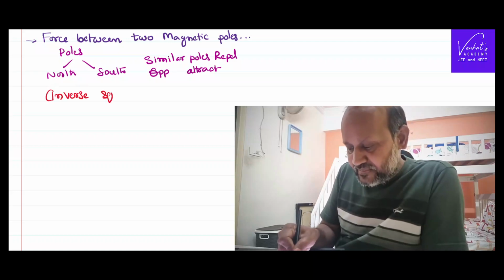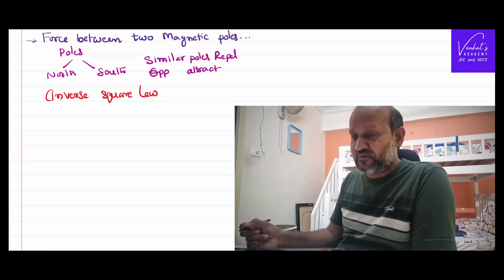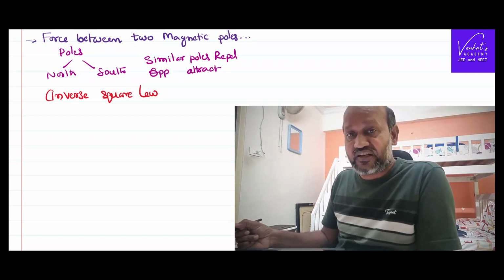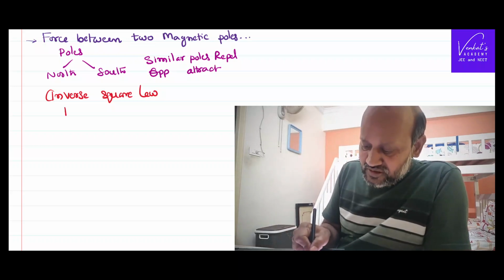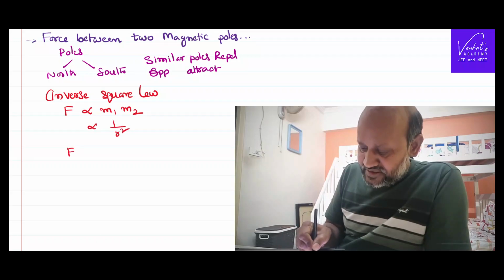inverse square law, like Newton's inverse square law to find the force between masses, or Coulomb's law to find the force of attraction or repulsion between two charges. Similarly, between the poles also there is a force of attraction or repulsion, which is directly proportional to the product of pole strengths and inversely proportional to the square of the distance.